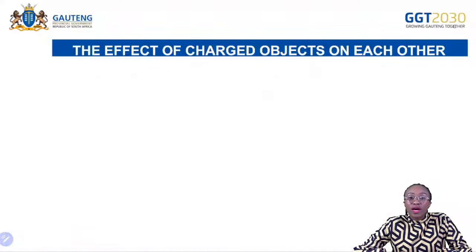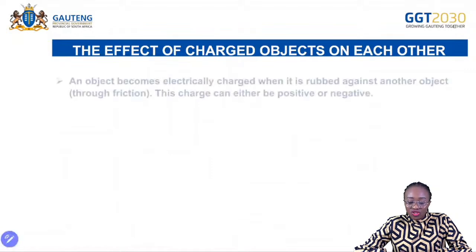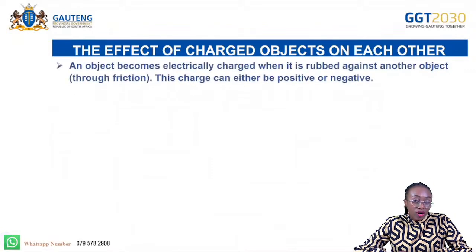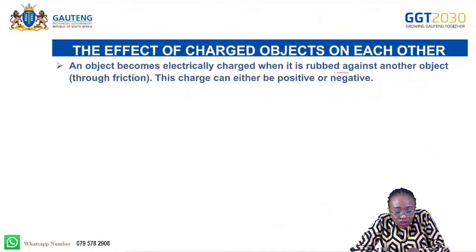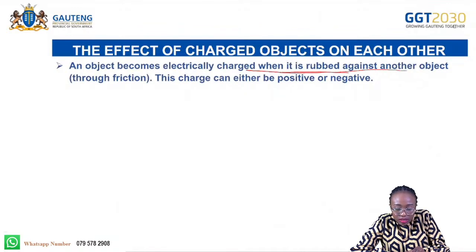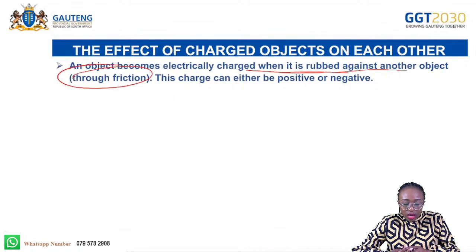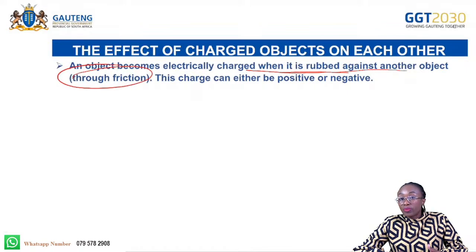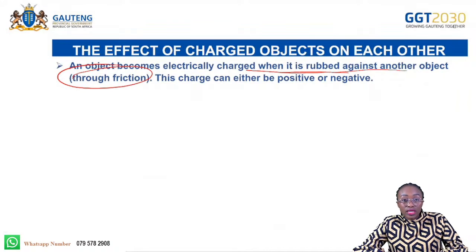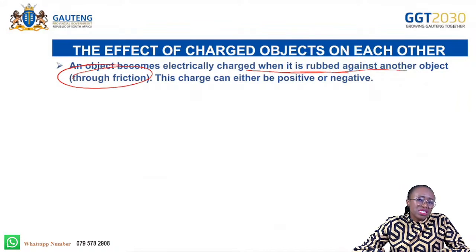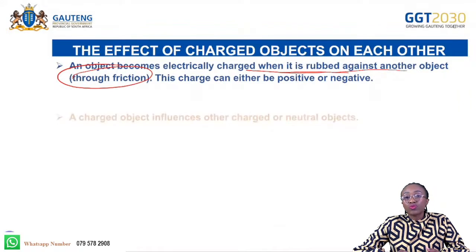Welcome back, learners. Now let's move on. So we're going to be learning about the effect of charged objects on each other. An object becomes electrically charged when it is rubbed against another object, and this is through friction. This charge can either be positive or negative depending on which object has gained electrons and which object has lost electrons.